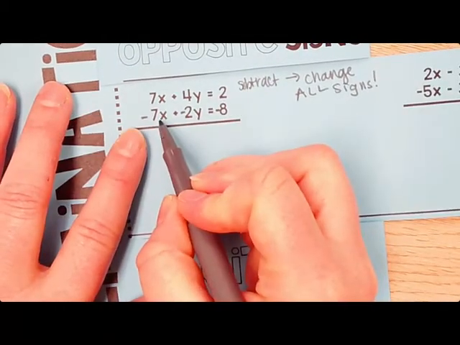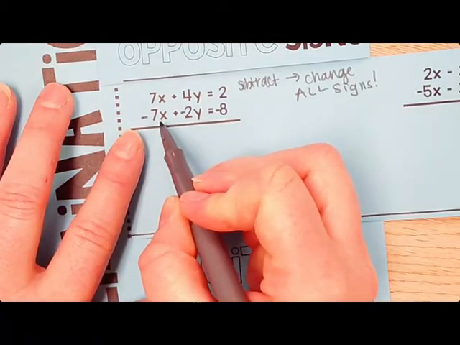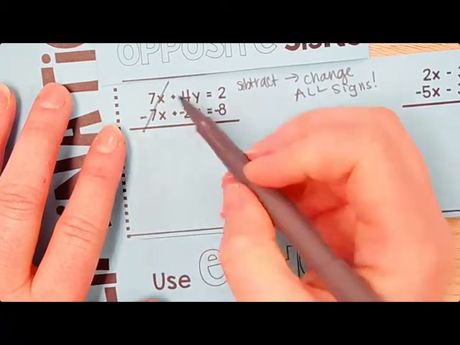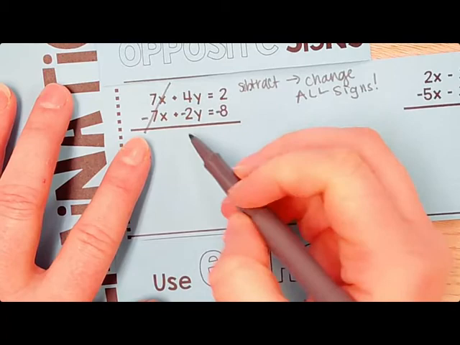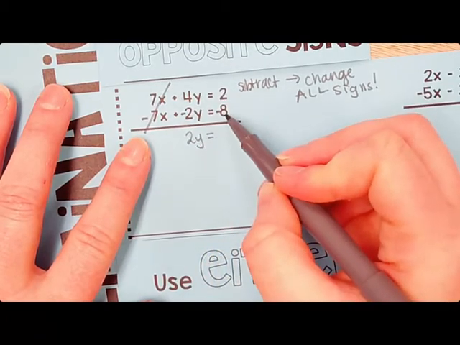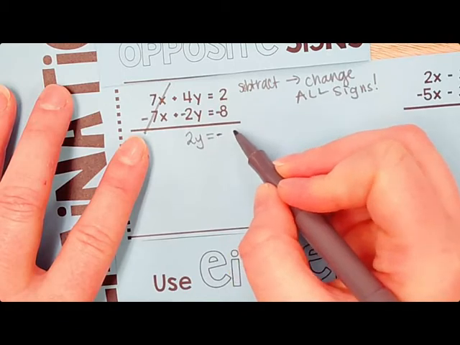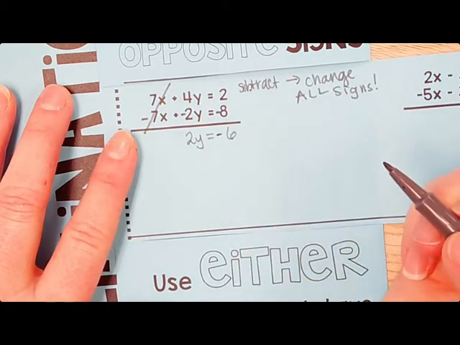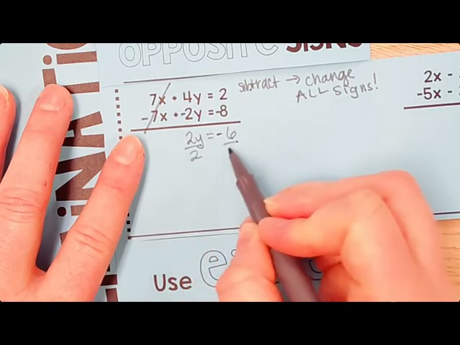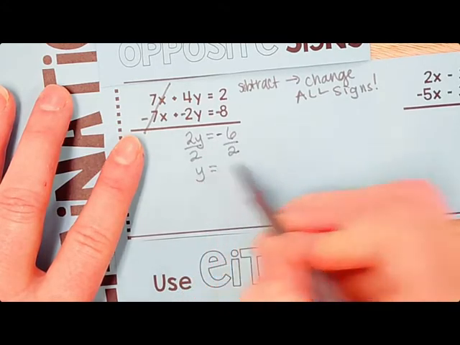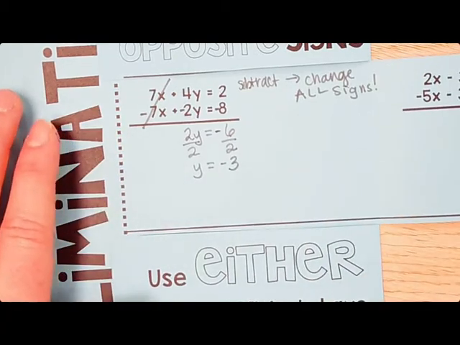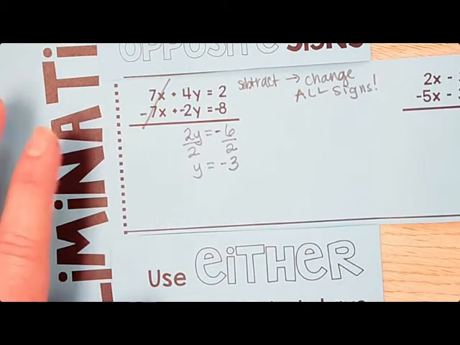So then what happens here? 7x minus 7x is eliminated. Then 4y minus 2y is plus 2y. 2 minus 8 is negative 6. And divide by 2. So y equals negative 3.